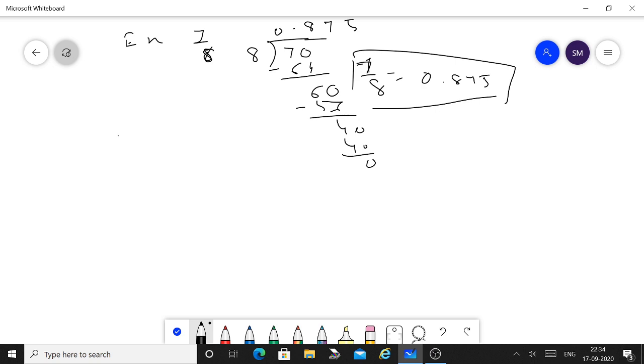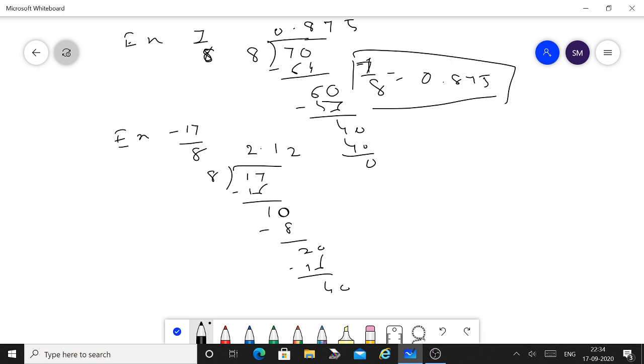Then another example, minus 17 upon 8. Divide 17 by 8. 8 2s are 16. Then you get 1. Then put the decimal point and 0. 8 1s are 8, 2 0. 8 2s are 16, 4 0. 8 5s are 40. Then what do you get? Minus 17 upon 8 is equal to minus 2.125.